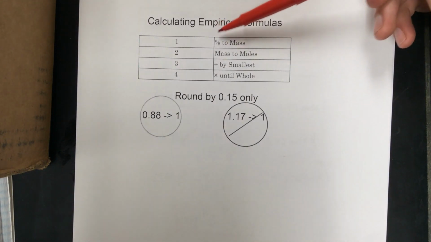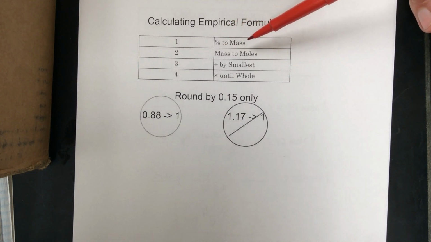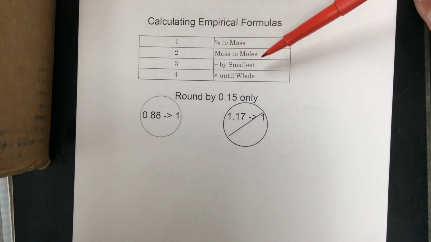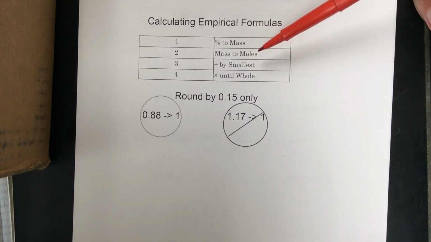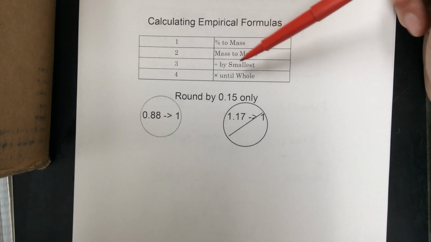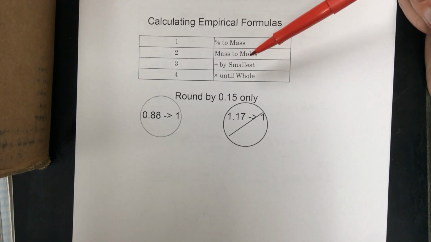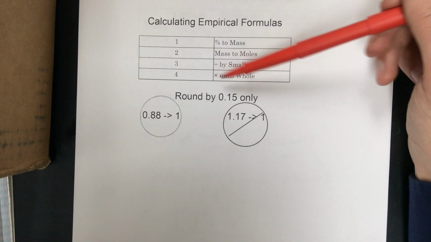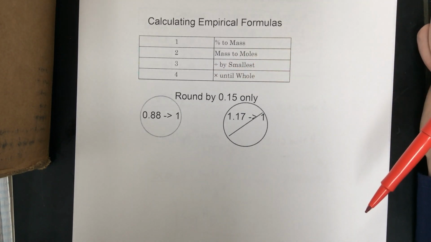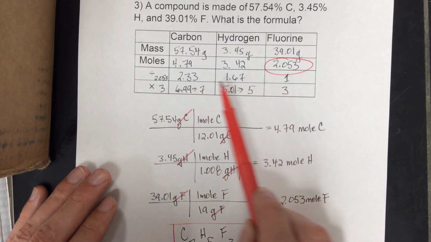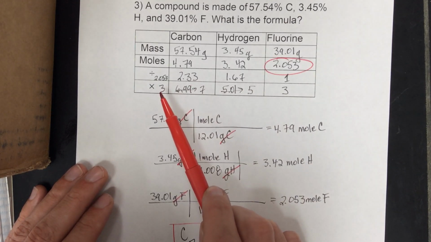You convert the percent to mass by assuming that there is a total of 100 grams to the sample. You convert mass to moles using the molar mass off of the periodic table. You then divide each number of moles by the smallest number. And if that does not give you whole answers, then you need to multiply until you get those whole answers. And please do make sure that when you are multiplying, you're multiplying all of your results by a common factor, right? In this case, I used 3.